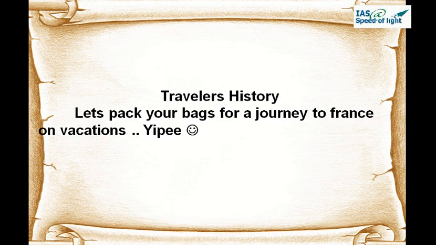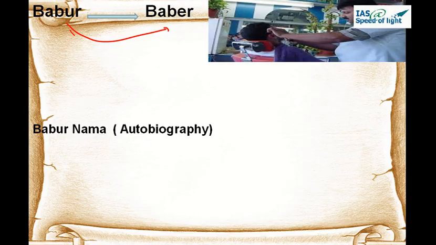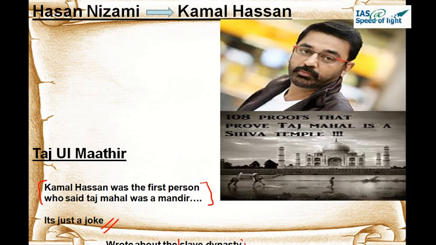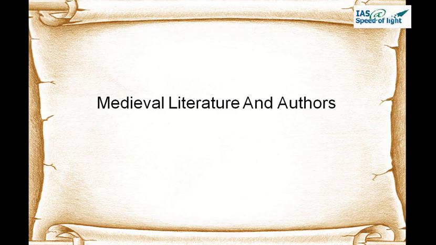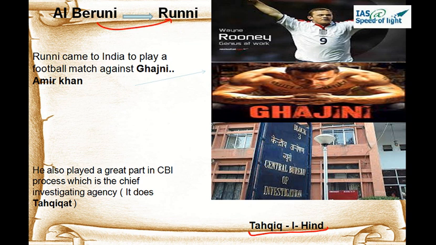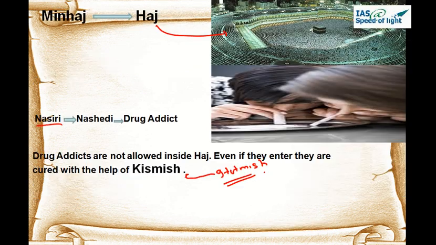So just close your eyes now. You should not open your eyes, and let us see how much information has gone to your mind. How much is fit in your mind. You should not open your eyes. Al Baruni. When we said Al Baruni was Rooney, the football player, what all came to your mind? First was Ghazni, right? He was playing a football match with Ghazni. And second, the investigating agency, the Tehqiqat, or Tehqiq-e-Hind.